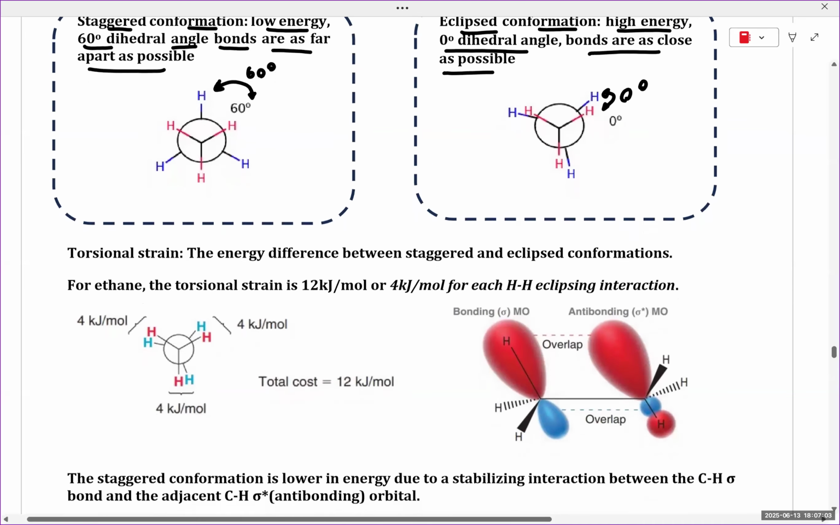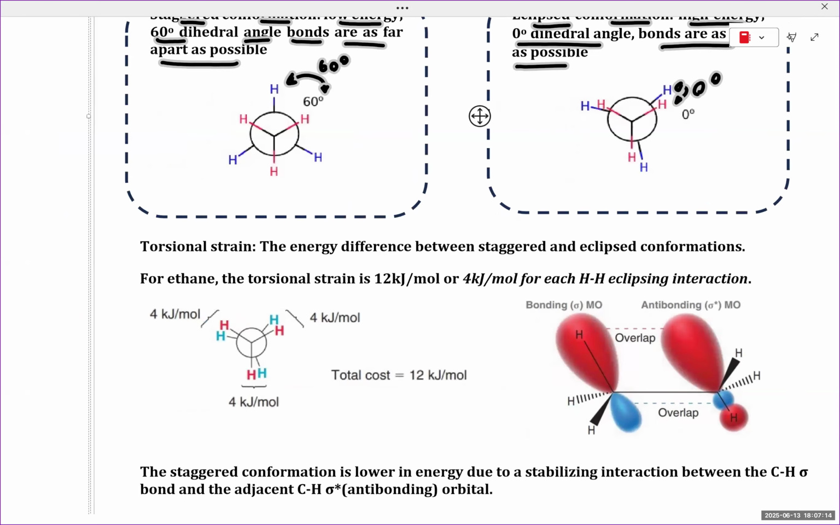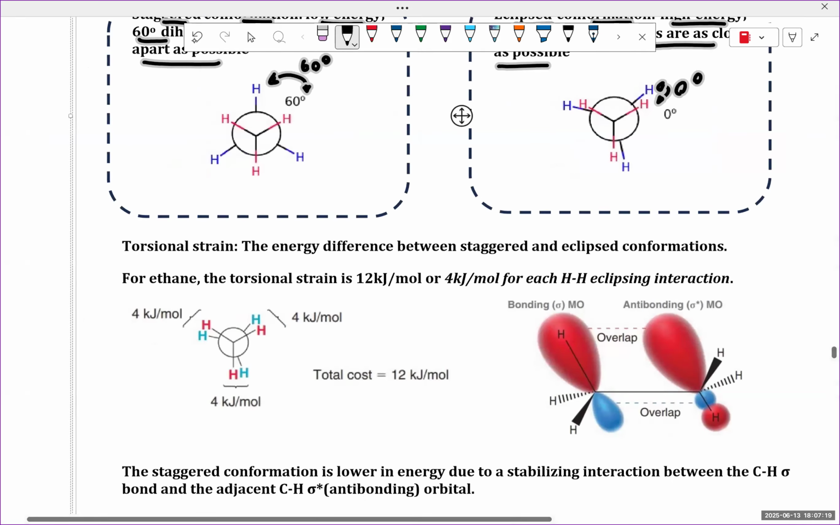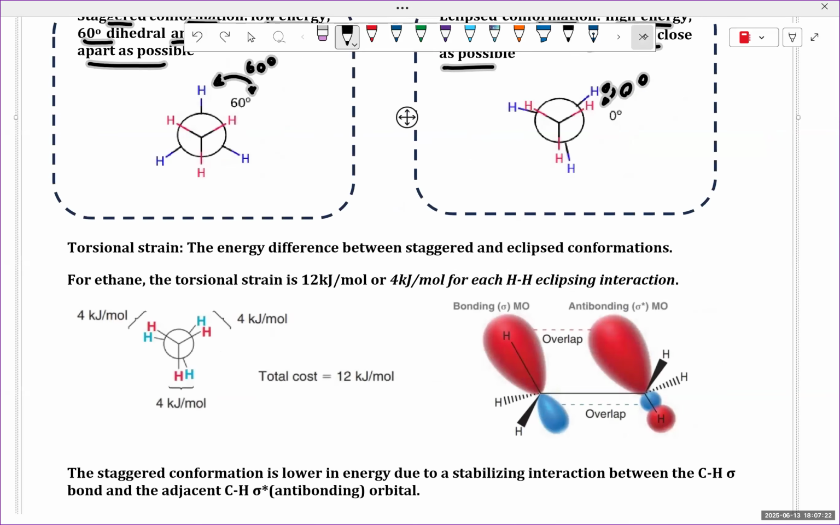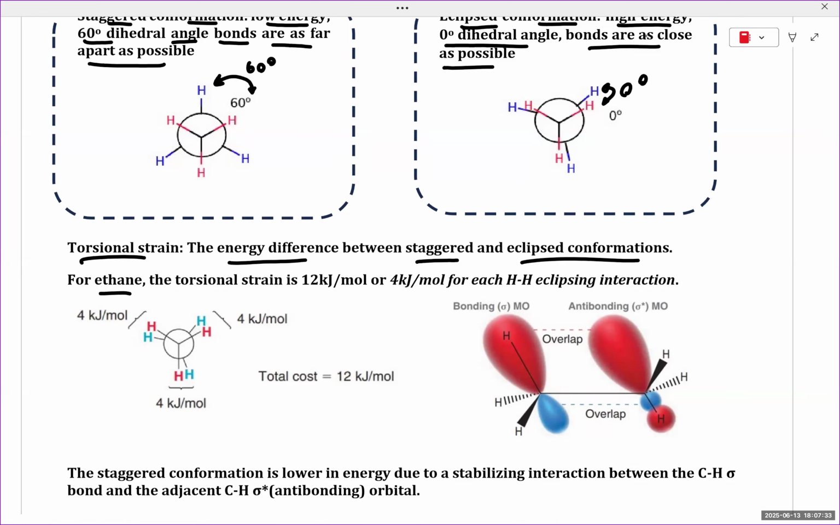Now, how do we quantify the differences in energy between conformations, and what is the cause of this difference in energy? Well, torsional strain is a huge culprit, where torsional strain is defined as the energy difference between the staggered and eclipsed conformations. For ethane, the torsional strain is 12 kilojoules per mole. In other words, 4 kilojoules per mole for each hydrogen-hydrogen eclipsing interaction.